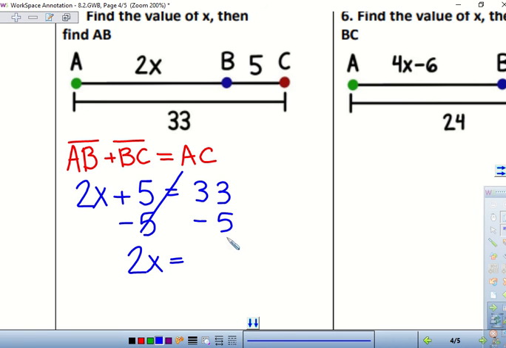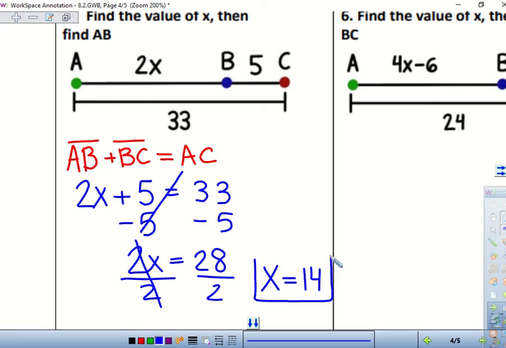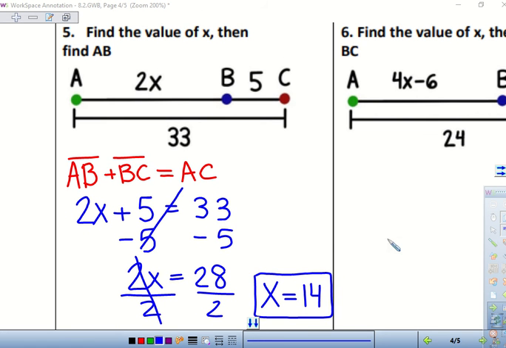What is 33 minus 5? 28. Now we divide by 2, which gives me x equals what? 14. Now they asked me for x, but is that all they asked me for in the question? No. Any ideas on what I can do to find the length of AB now? AB is equal to 2 times 14, right? So it's 28. You have to plug x back in to get the value, which is 28.